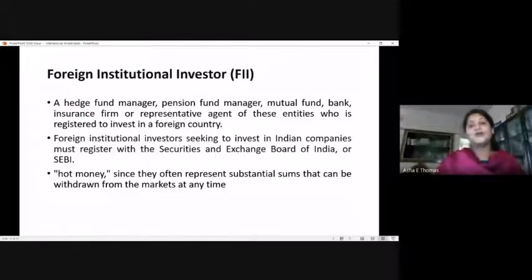What we have to remember is that any foreign institutional investor trying to invest in the Indian market should get the prior approval of the Securities and Exchange Board of India. But we have often heard FII referred to as hot money, because they come to a market with a substantial sum, but at the same time there is a risk of this money being pulled out by them one fine morning. That will adversely affect Indian markets, if we are talking about the case of India.